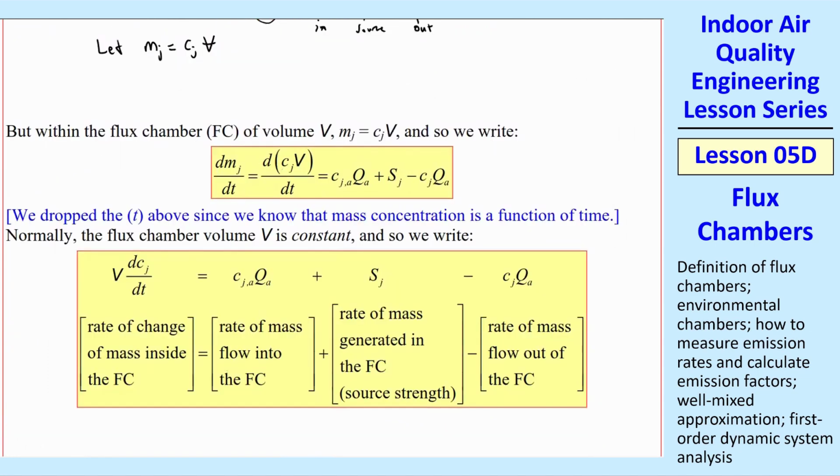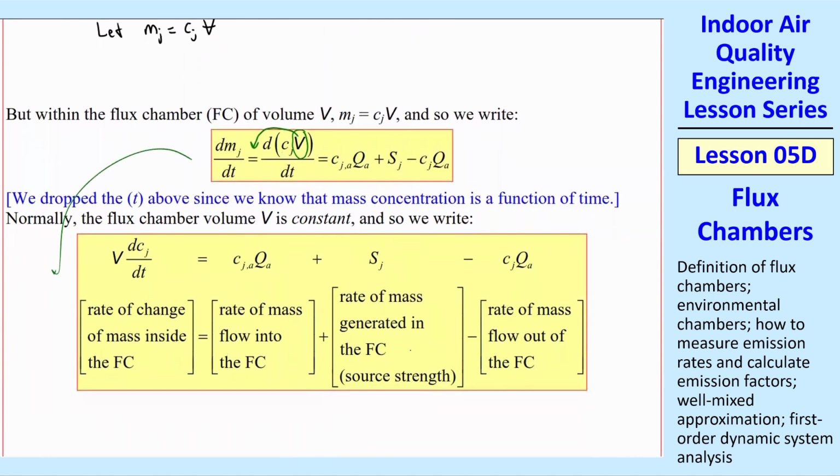The C_J is a function of time, but the volume can come outside the derivative since it's a constant. And C_J is not a constant of space, only of time. So we can reduce this to V dC_J/dt is equal to, and then the right-hand side is the same. And I labeled all these terms so that you can see what's going on.